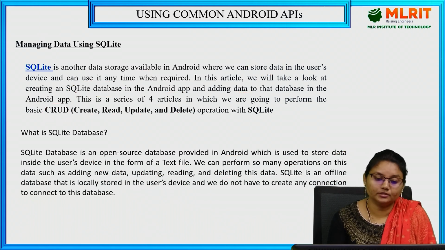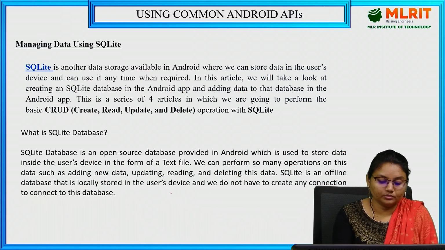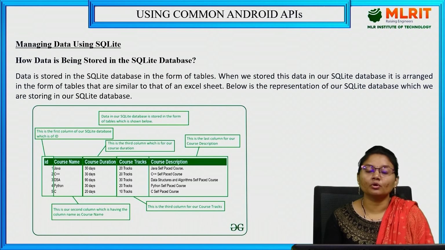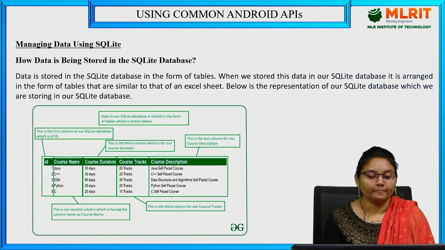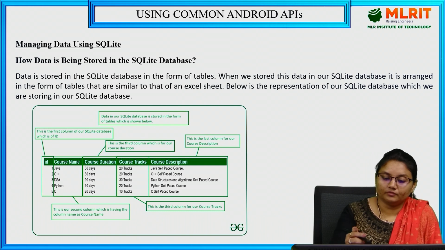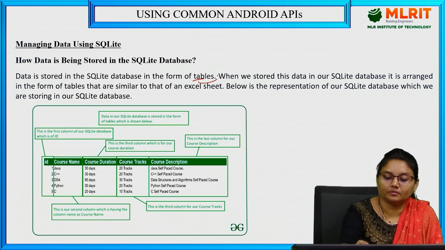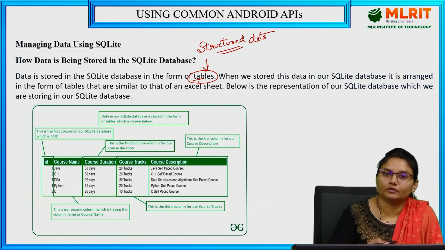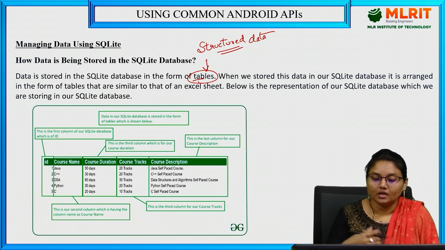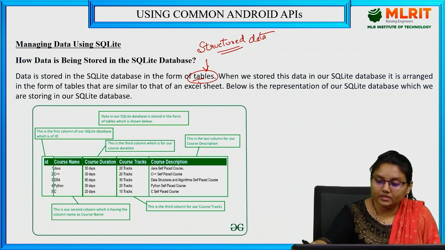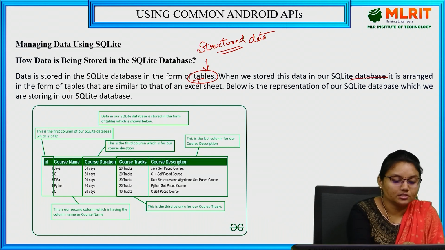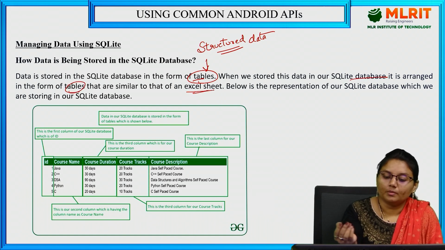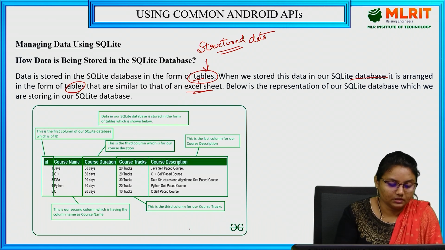All these CRUD operations are also possible on the user's device. Now, how is data stored in the SQLite database? Data is stored in the form of tables, because SQLite is used only for structured data. Structured data means data in the form of rows and columns. When we store data in our SQLite database, it is arranged in tables, like an Excel sheet. So this is how the records are stored.